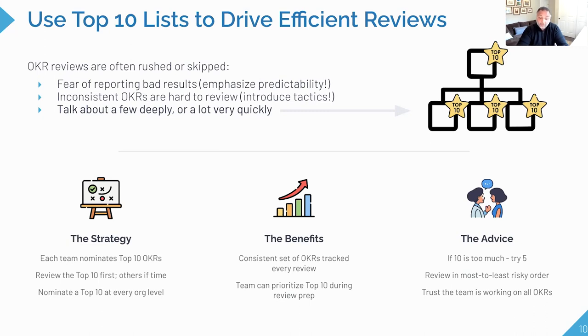Another thing to help make sure those reviews are efficient, when you look at those top 10, start with the most risky OKRs and go to the least risky OKRs. Again, if you do this strategy right, you'll have time to cover all of them, but that's just another tweak you can make to the process. And finally, even though you're only reviewing 10 of the OKRs, you have to trust that the team is working on the OKRs that aren't being talked about. Remember, this is not about accountability. You trust that the teams are working hard. This is about having streamlined OKR reviews that are useful.